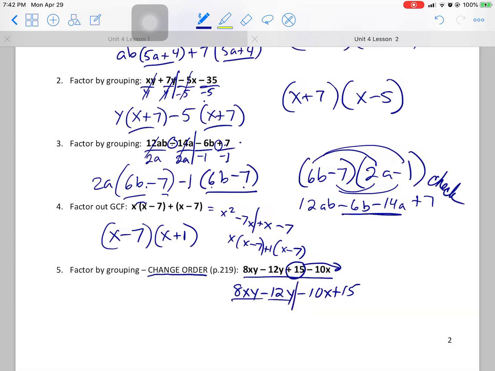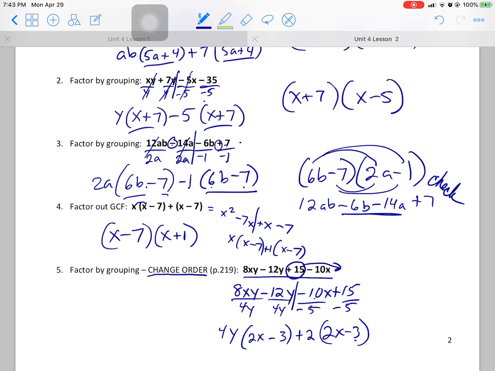So I've got this and this. Let's see, 4y can come out. What are we left with? 2x minus 3 again. 2x minus 3. Can I make this look like 2x minus 3? Well, they have a 5 in common. And if I take out the negative, that'll fix the signs for me. So this will be negative 10 divided by a negative 5 is a positive 2. And this would be a negative 3.